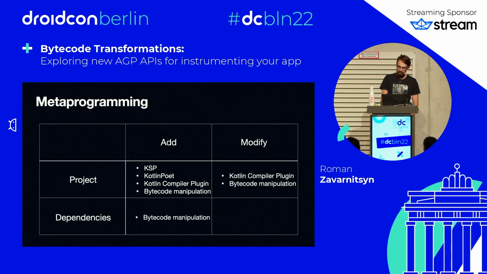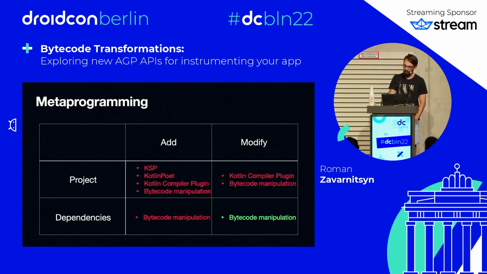The next cell, adding new classes to dependencies. This is only possible with bytecode manipulation because Kotlin compiler plugins do not work for already compiled jars. And if you want to modify the dependencies, again, this is only bytecode manipulation. So looking at this and reminding us about our goal, we want to modify the Glide dependency. The solution here would be to use bytecode manipulation.